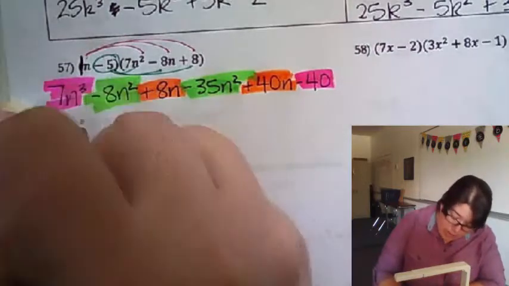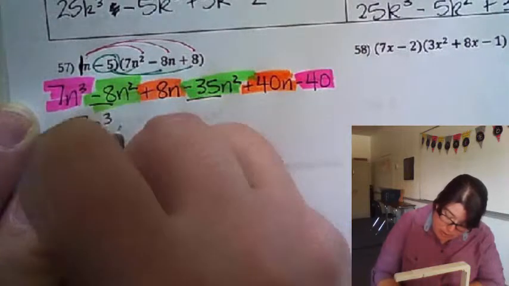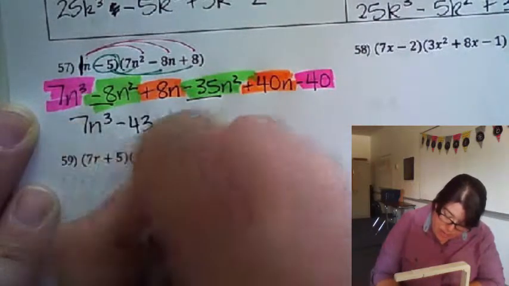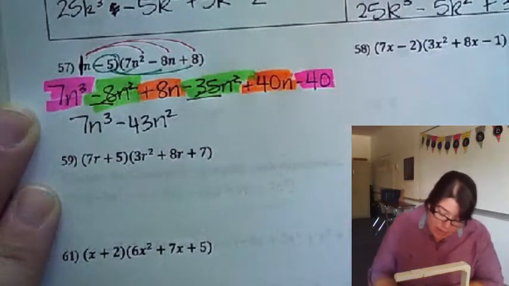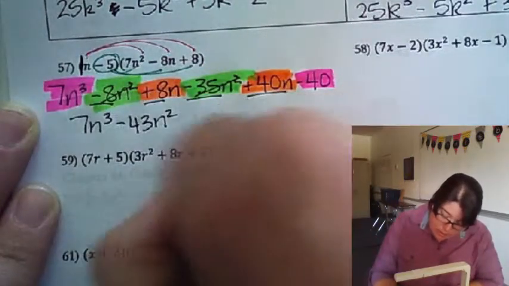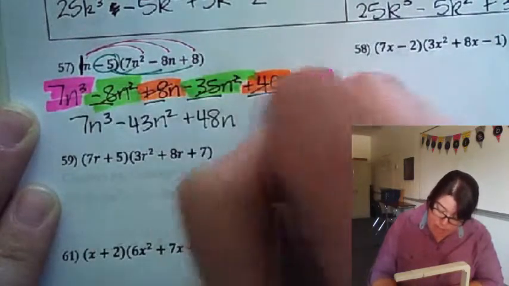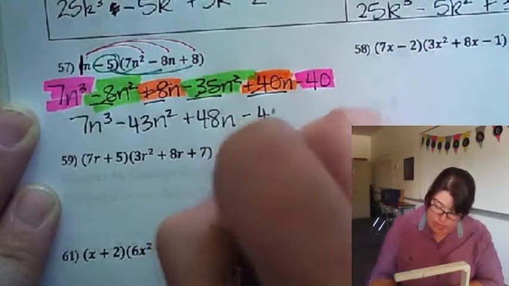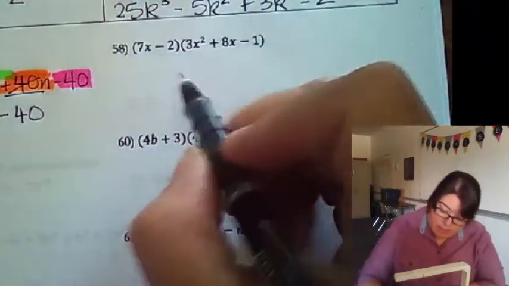So here we go. 7n cubed. I have a negative 8. Negative 35 gives me negative 43. And those are my n squared terms. Combine them together. Then I have positive 8 and positive 40 gives me positive 48. And those are my n terms. Combine them together. And then negative 40 is all by itself. So there we go.